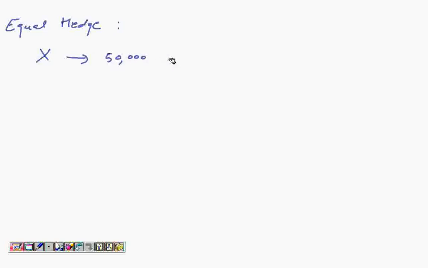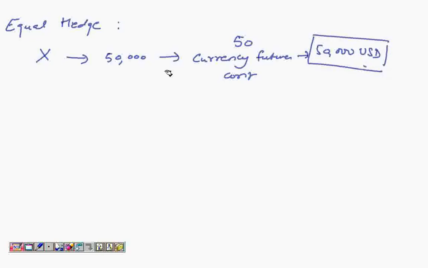$50,000. And he takes a position in the currency futures market, taking 50 contracts, which would be equivalent to $50,000. He takes 50 contracts because one contract equals $1,000, so the total value would be $50,000. This is an example of an equal hedge, where the sizes are the same. So what you are saying is an equal hedge in terms of contract size.